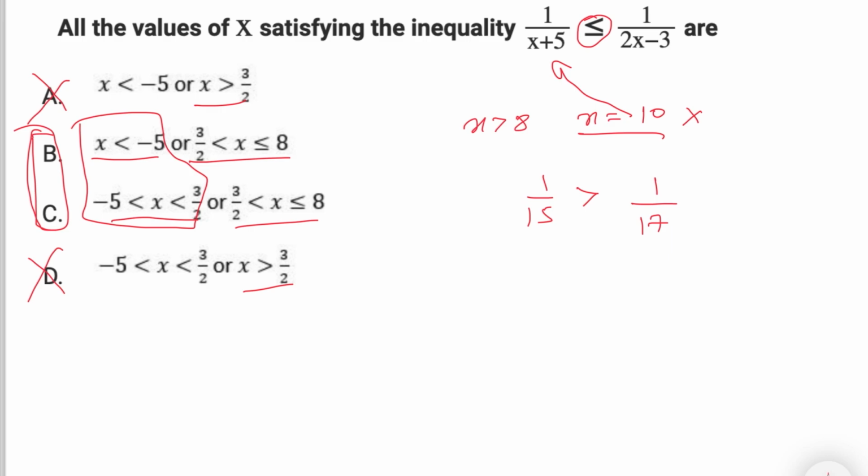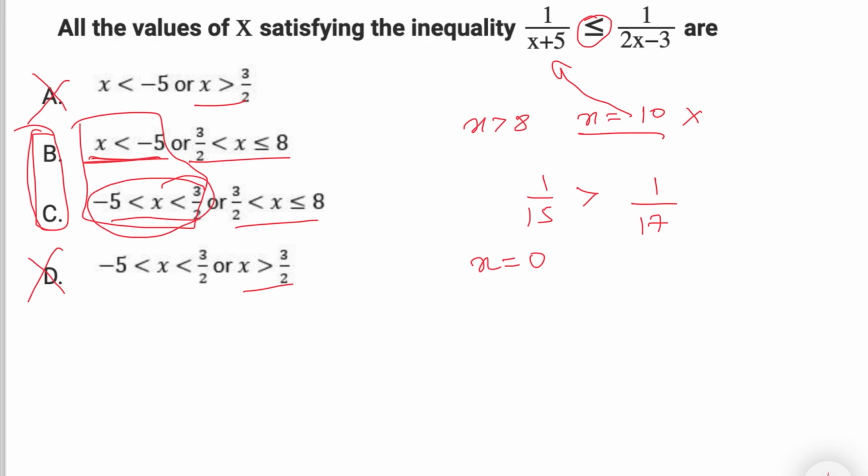The B option says x is less than minus 5. C option says x is between minus 5 and 3 by 2. Let's consider the C option for the time being, this part. X is between minus 5 and 3 by 2. Between minus 5 and 3 by 2, one value I can take for x is 0.